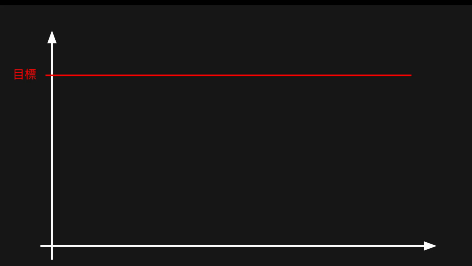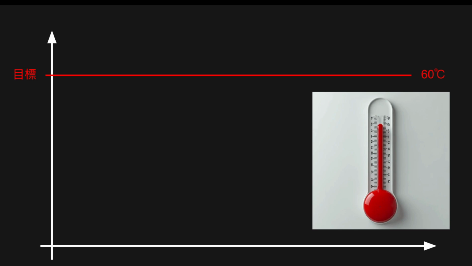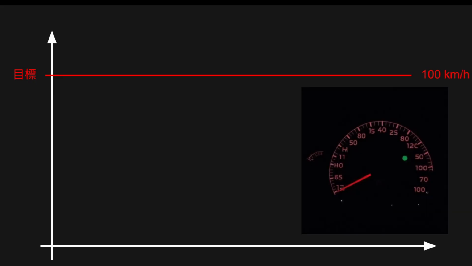When we're doing simple control, we always have a target we want to reach. For example, if we're controlling temperature, say we want the water heater to reach 60 degrees. We set the target at 60 degrees Celsius. Another example is cruise control in a car. We want the car's speed to stay at 100. So the controller needs to figure out how to get our car speed close to 100.